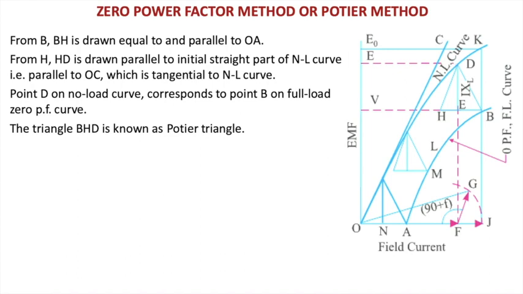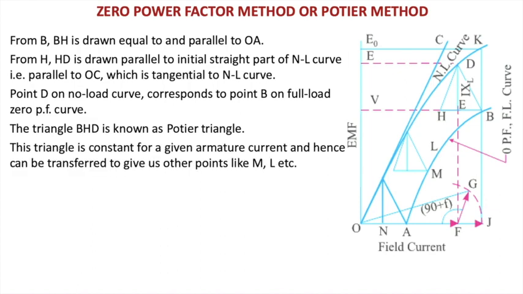So D is the point on the no load curve corresponding to the point B on the full load curve. Now this triangle is constant for a given armature current. So if you take any point on this full load zero power factor curve, and you draw this triangle, everywhere you will get the same triangle.